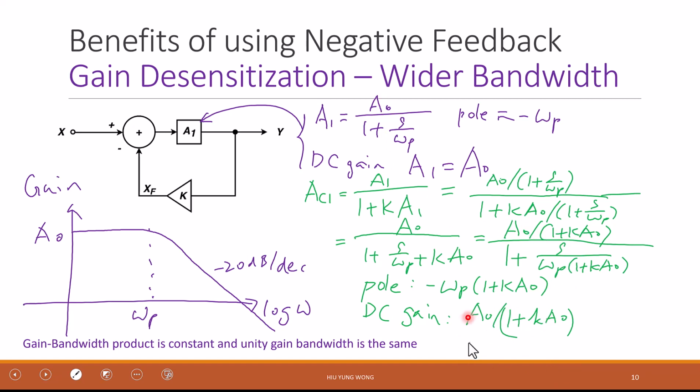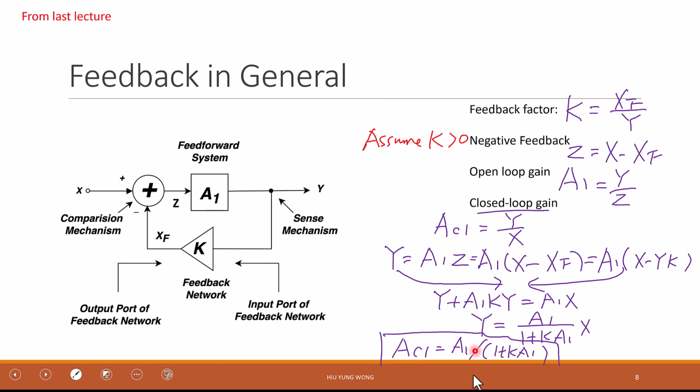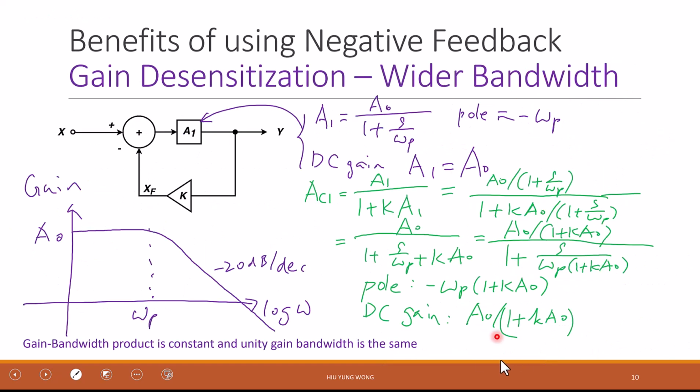And then is this surprising? You saw this before. We already been doing this, right? We say the closed loop gain is A1 divided by 1 plus Ka1. At that time, we did not think about frequency response. Isn't that just the same? If there's no frequency response, the DC gain should be reduced by 1 plus K1. So everything makes sense, right?